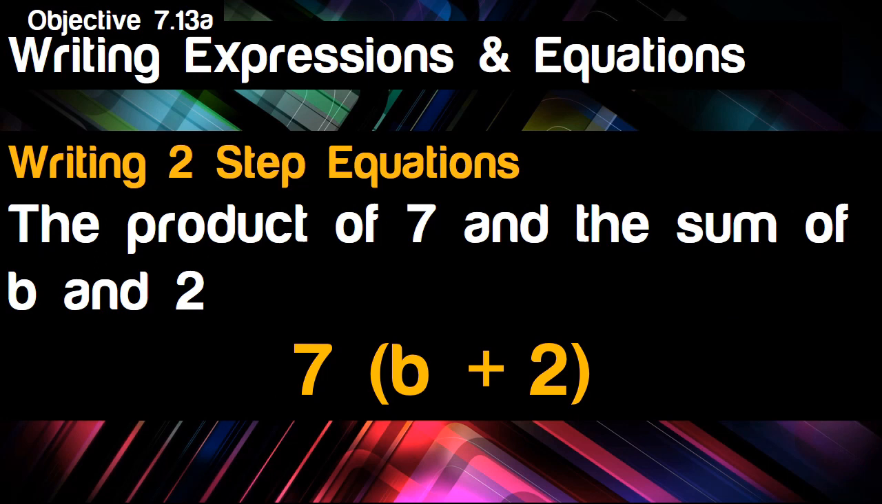So what about the product of 7 and the sum of b and 2? The product of means we have multiplication there, and then the sum of b and 2. So we know that we need to add those two together. So we have b plus 2. Let's put that in parentheses, because we're going to multiply all of that. So the product of 7 and whatever that is means we're going to multiply 7 by this whole thing, b plus 2. It kind of looks like the examples we gave again for the distributive property.